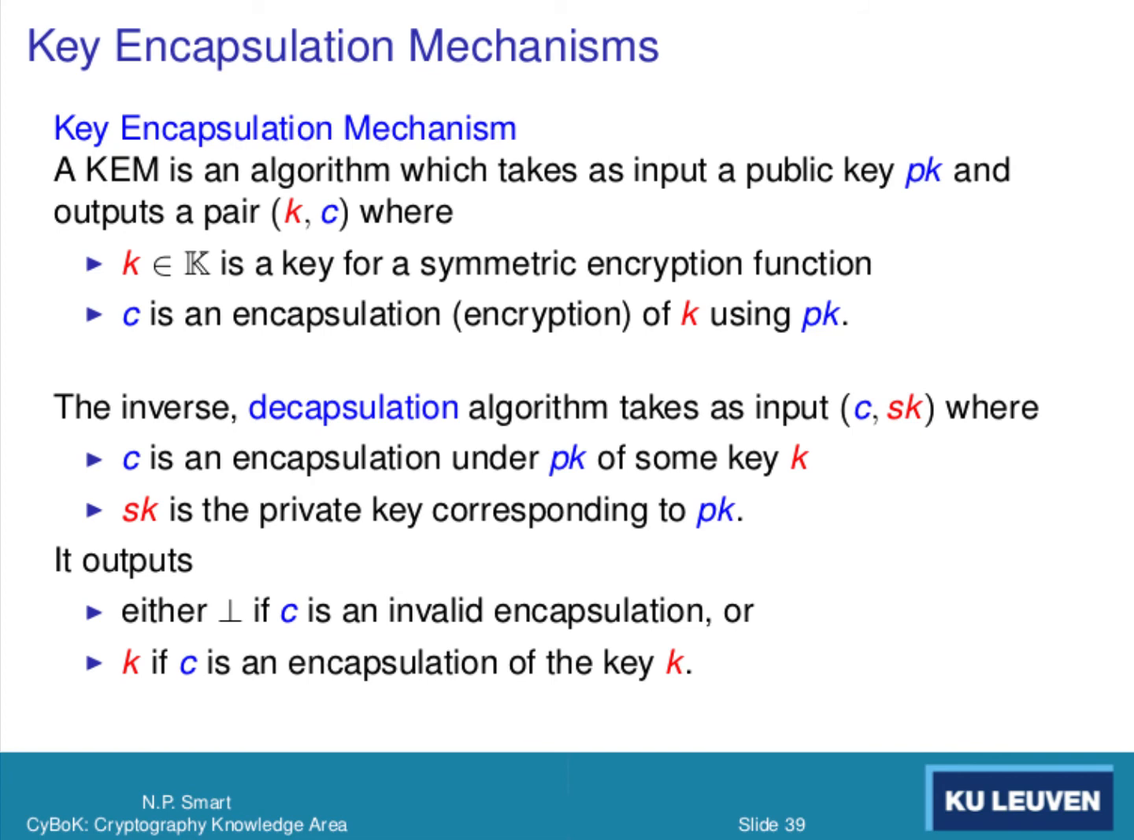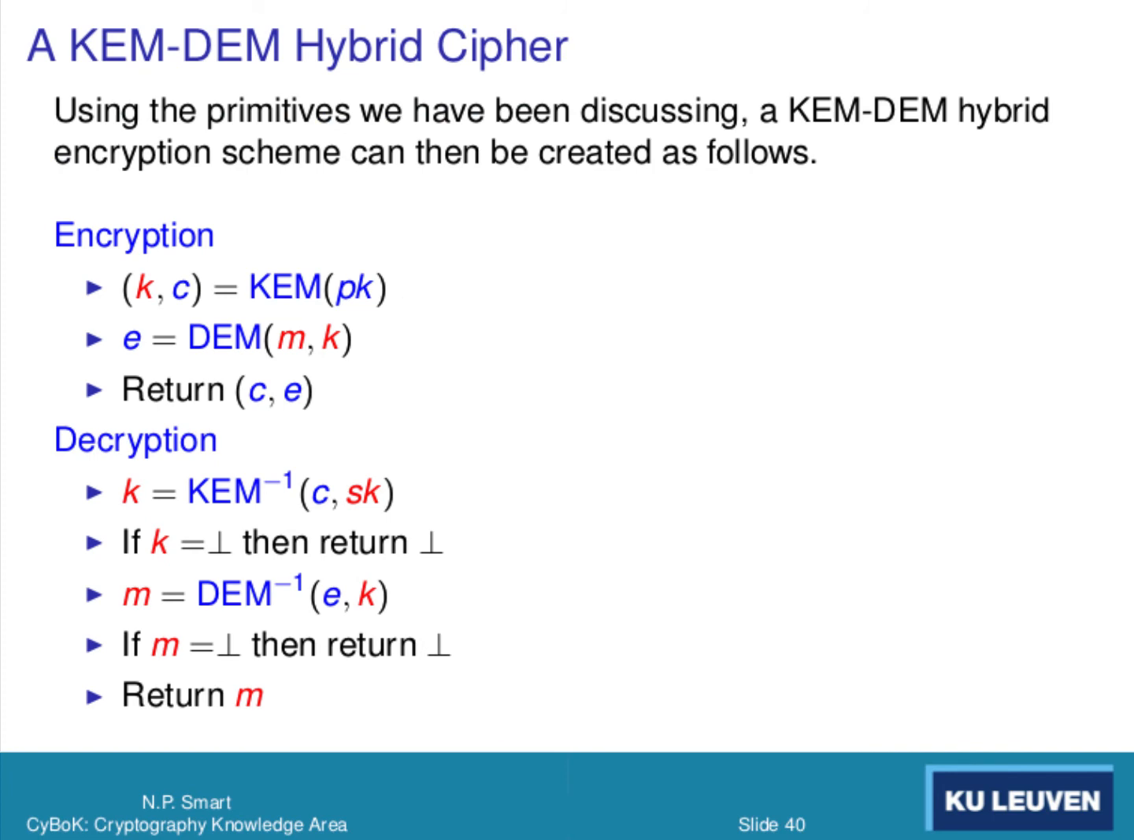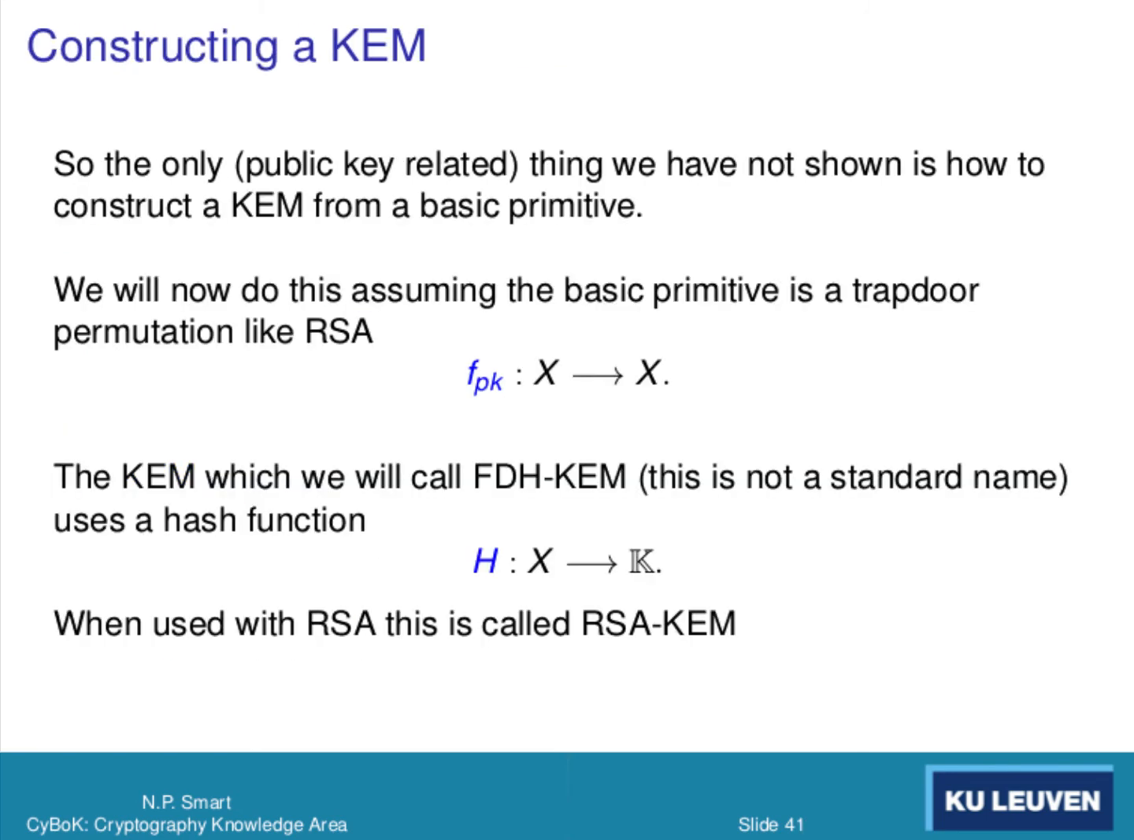To combine a KEM with a DEM is relatively simple. To encrypt, you apply the KEM to get a key and a ciphertext C. You then encrypt your message with that key to give you the ciphertext component E, and the encryption is C concatenated with E. To decrypt, you invert the KEM to get a key. If the key is valid, you then use it to decrypt the E component to give you the message, at both times checking whether you've got an invalid ciphertext or not. This allows us to protect against CCA attacks. So how do we then construct a KEM? If we take a trapdoor one-way function like RSA, and then a hash function, we can create what you can call a full domain hash KEM.